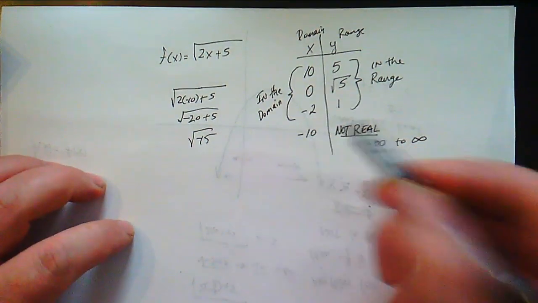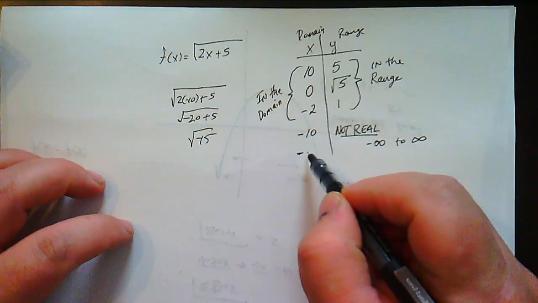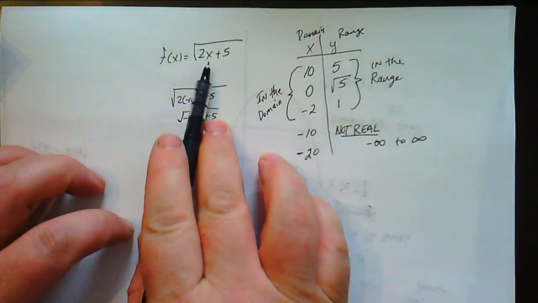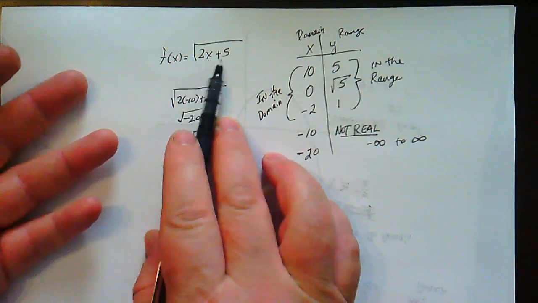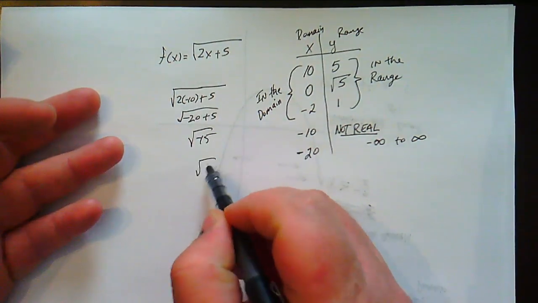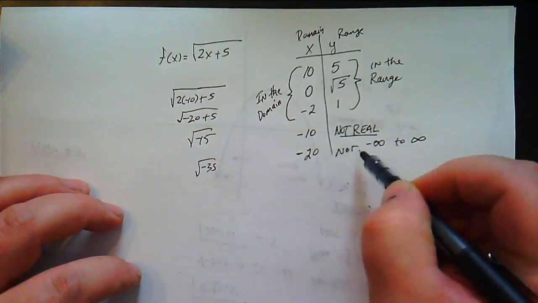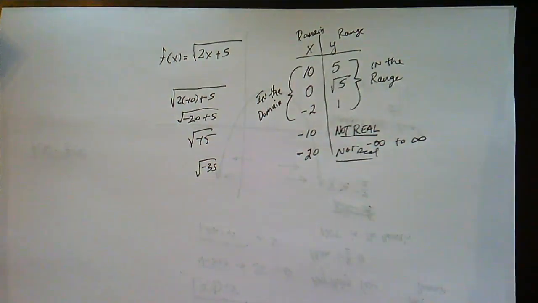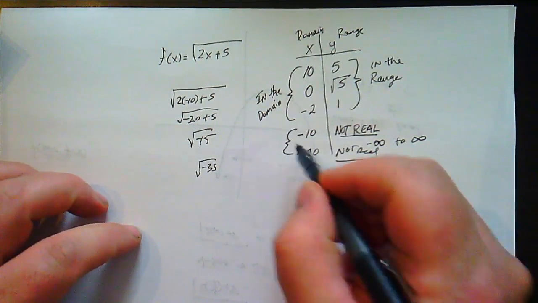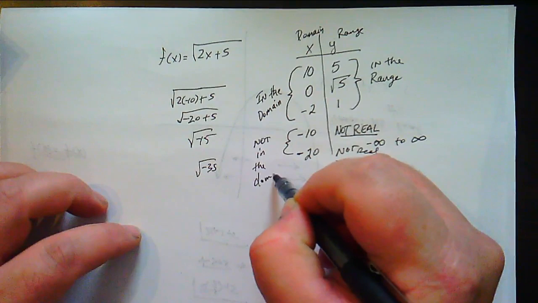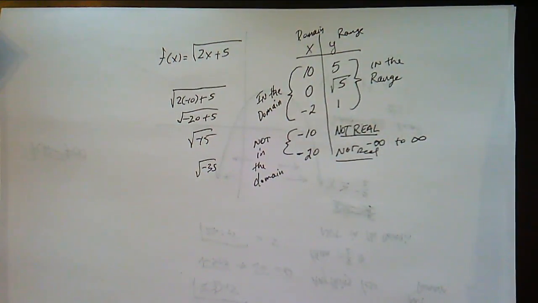Another example of a number that would not be in the domain would be negative 20, right? Because negative 20 times 2 is negative 40. Negative 40 plus 5 is negative 35. And the square root of negative 35, no bueno. Not real again. So it's not in the domain. So these are examples of things that are not in the domain.